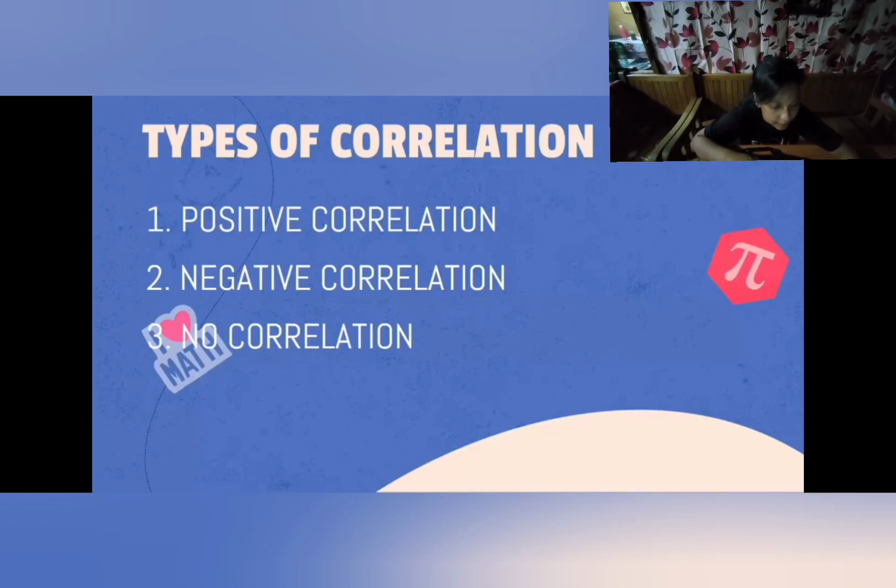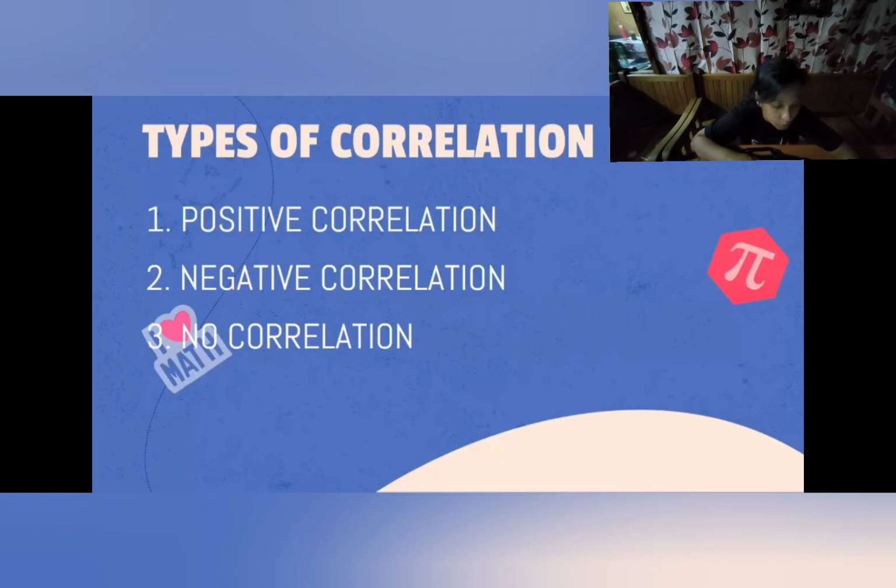Number 2, negative correlation. When we say negative correlation, it means as one variable increases, the other one decreases. On the other hand, as one variable decreases, the other one increases. One good example is waiting time and customer satisfaction. When you are going to a restaurant, as your waiting time goes longer, your satisfaction becomes lower.